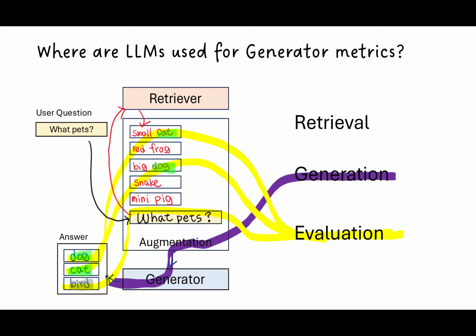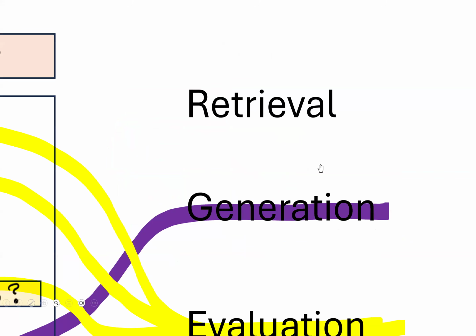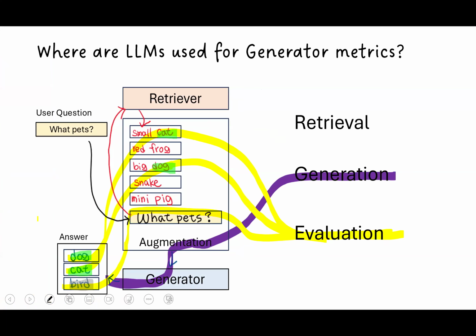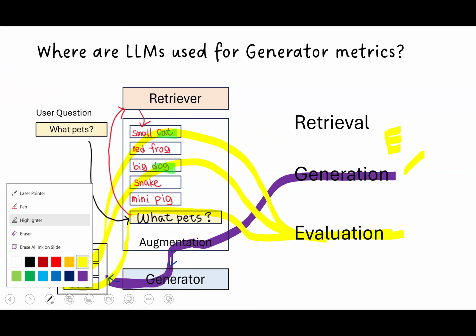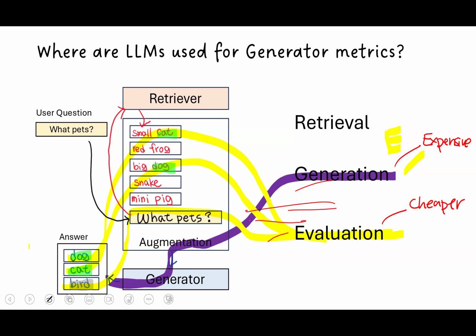So then it makes sense that you can use expensive models for the one that serves the user, and for evaluation, you use a cheaper model. And let's look at the generator metrics side of things.